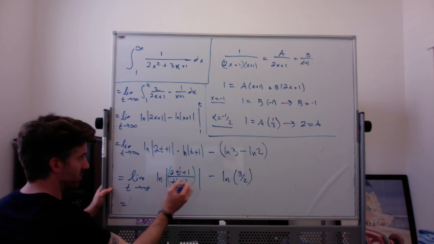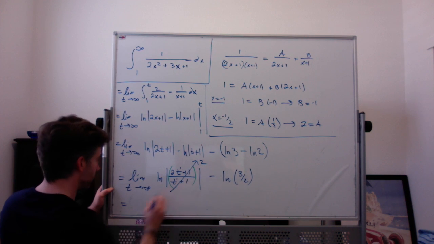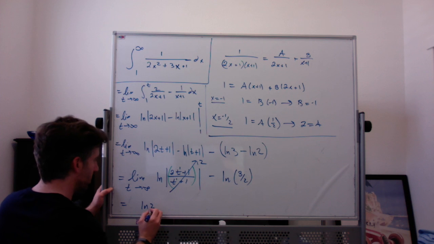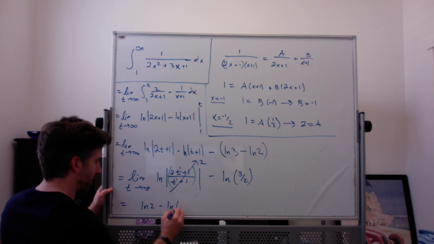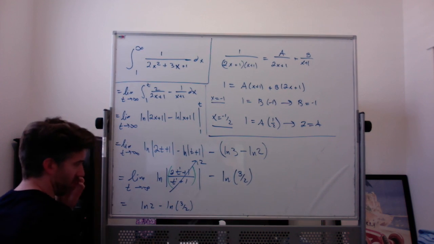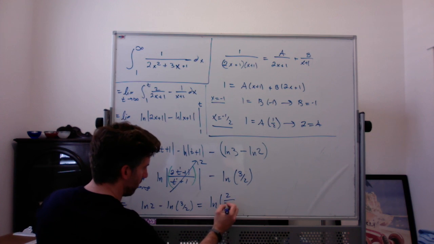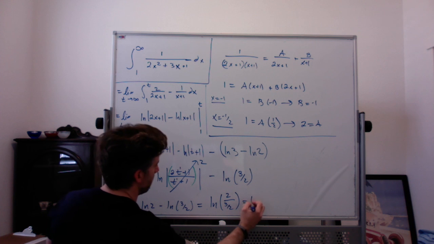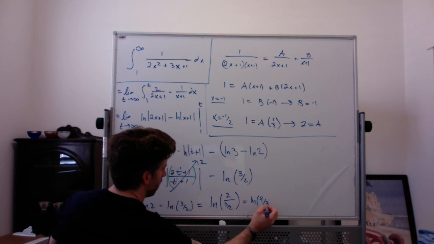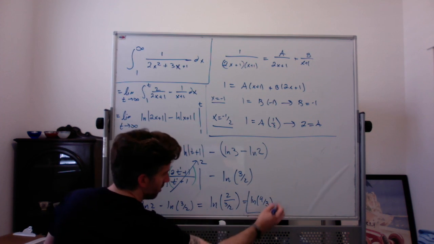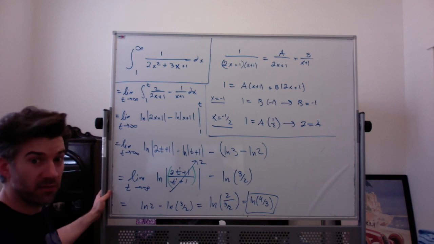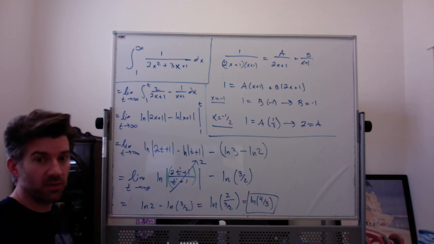So this is going to go to 2, which means I get the natural log of 2 minus the natural log of 3 halves, which you could leave like that, or you could even combine it into one logarithm and say it's the natural log of 2 divided by 3 halves, which is the natural log of 4/3. All right, flip and multiply. So this integral does converge, and it converges to the natural log of 4/3. Kind of neat.